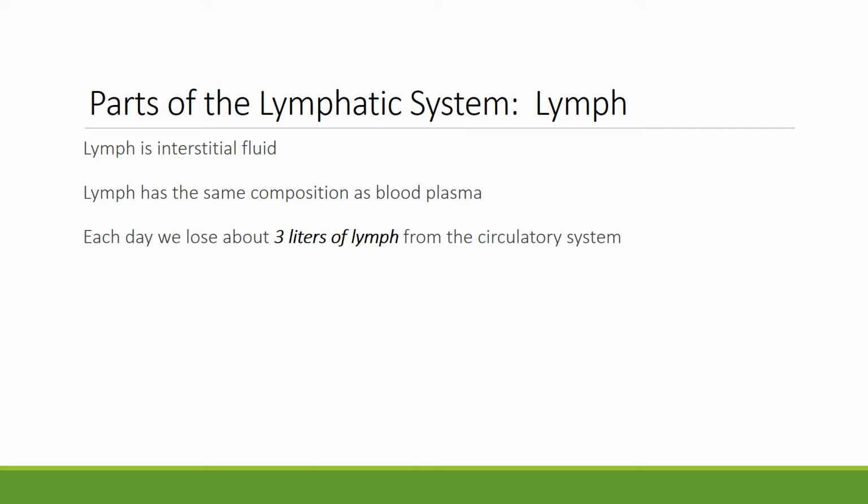The first we'll cover is lymph. Lymph is interstitial fluid. It's a liquid part of the lymphatic system. It has the same composition as blood plasma. Every day, we lose about 3 liters of lymph from the circulatory system.